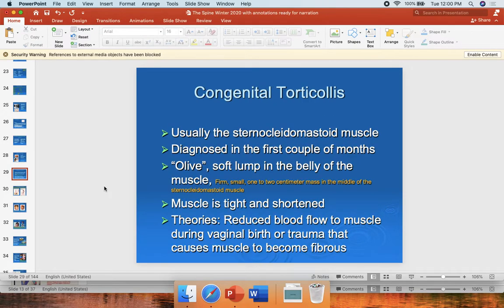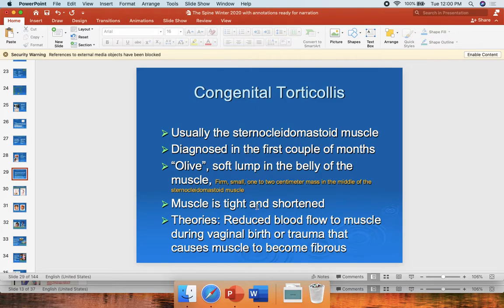So our congenital torticollis. Again, we're talking about that sternocleidomastoid muscle. It usually happens just after birth. So the parents are going to notice that the baby is always on one side. When they take the baby into the doctor to be evaluated, the doctor is going to feel in that sternocleidomastoid for what they call an olive. I've never felt one. This is obviously not my specialty. However, the clinicians that I looked into talked about this olive, that they can feel it, and it's going to be in the middle of the muscle.